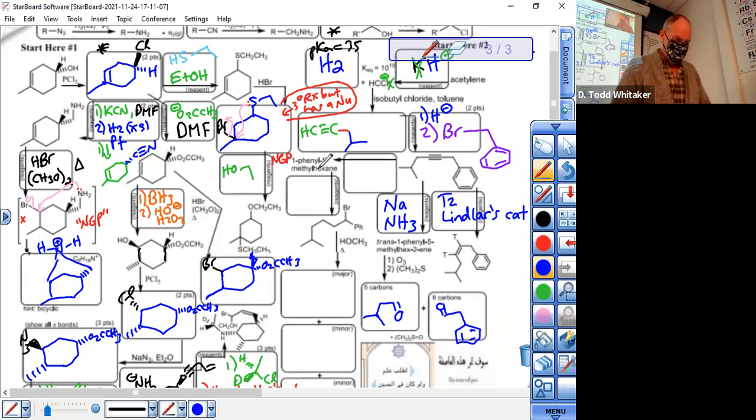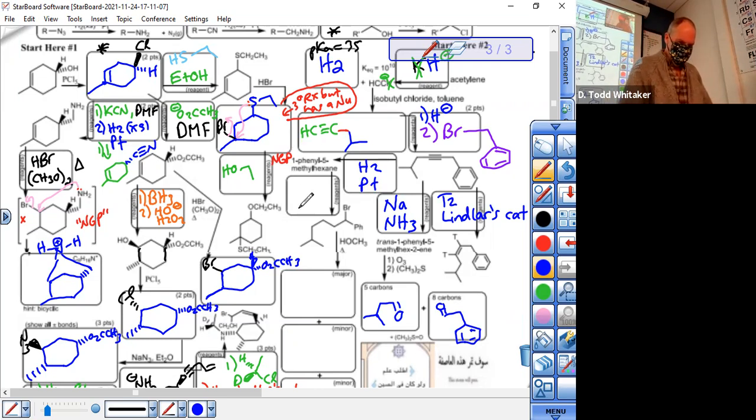And then this one, 1-phenyl-5-methylhexane. Oh, I want both pi bonds gone. How do you do that? Replace them with H's. How? No, that'll just replace the 1 pi. I want to get rid of both. That's the original H2, Pt that you learned. Yeah, that one will get rid of both pi's.